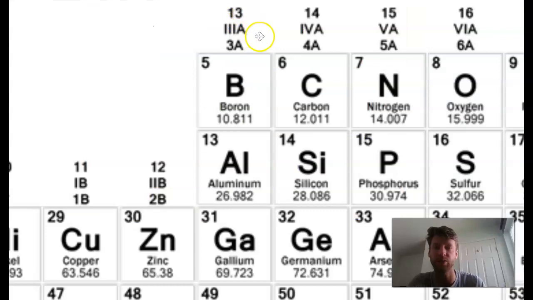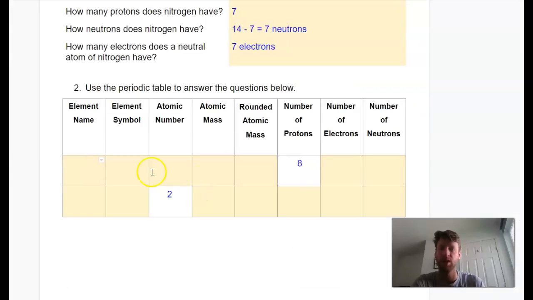First, that tells us we're looking for the 8th element with an atomic number of 8, which I see right here. It is oxygen. Okay, so let's use this element square for oxygen to fill out the information. So, element name, oxygen, symbol is a capital O, atomic number is 8, atomic mass is 15.999, which will round to 16.